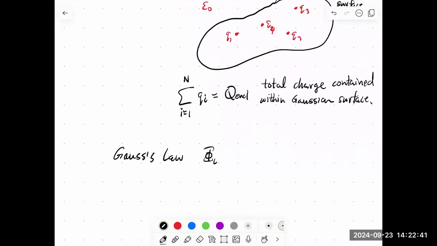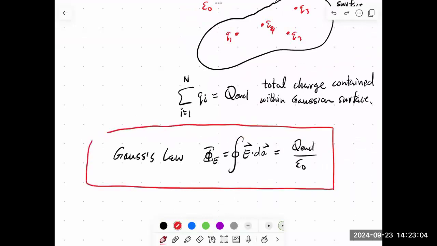So Gauss's law is always a calculation of the electric flux. And Gauss's law says that that has to be equal to Q enclosed over epsilon naught. The beauty of this is that I don't care about the details of the shape of the surface. If all I want to do is find the flux through the surface, I don't care about the shape of the surface, and I don't care how the charges are arranged inside that surface. All I care about is the total Q enclosed, and then I just divide that by the constant.